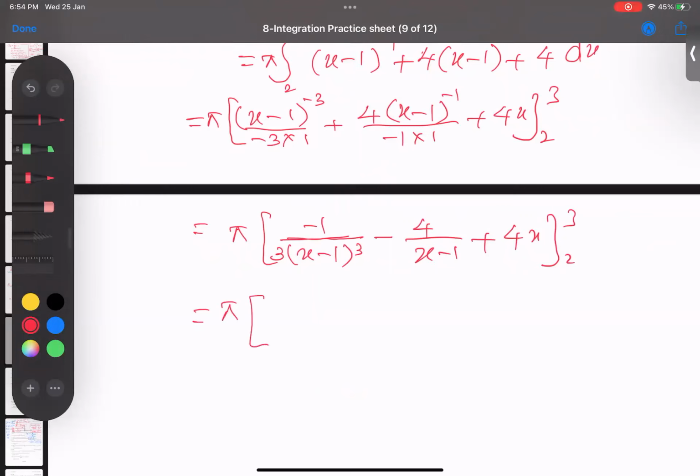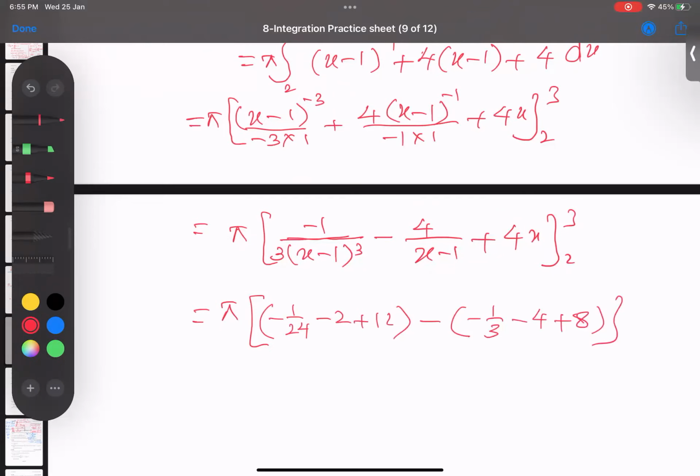When I plug in the first limit, okay, I'm just typing in no time. When I plug in 3 here, 3 minus 1 is 2, and 2 cubed is coming here, 2 of 8, 8 times 3 is 24. So this is coming negative 1 over 24. When I plug in 3 here, I get a 2. Okay. When I plug in 3 here, I get a 12. Okay, upper limit done. Now the lower limit. When I plug in 2 here, I get negative 1 over 3. When I plug in here, I get a minus 4. When I plug in here, I get an 8.